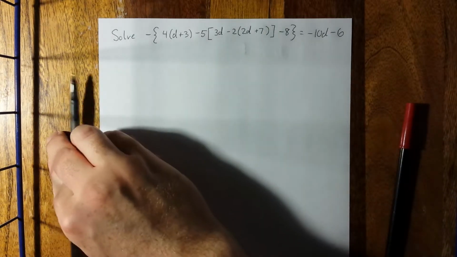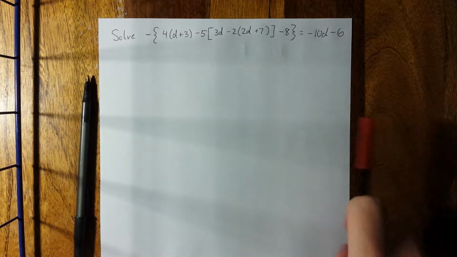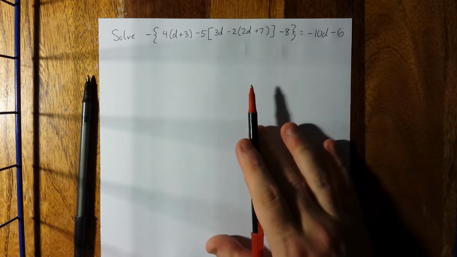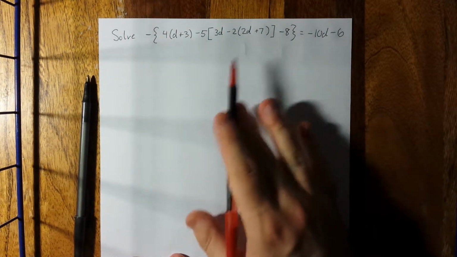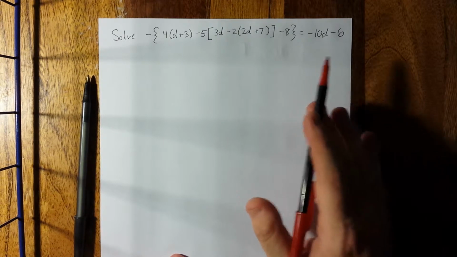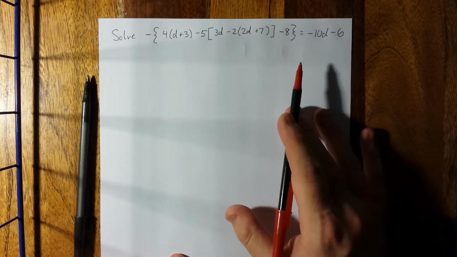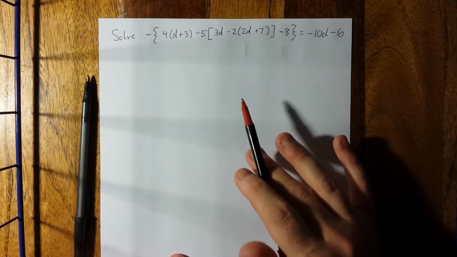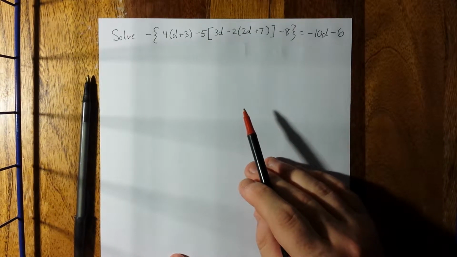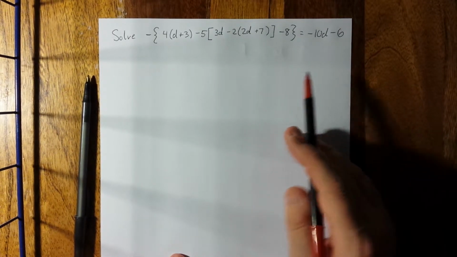When tackling a problem like this that has so many sets of parentheses, the trick is to take it one step at a time. Now we're going to work our way from the inside out. Anytime you see parentheses with a lot of pluses and minuses and multiplication in it, chances are pretty good you're going to see a lot of the distributive property. So that's where we're going to start.